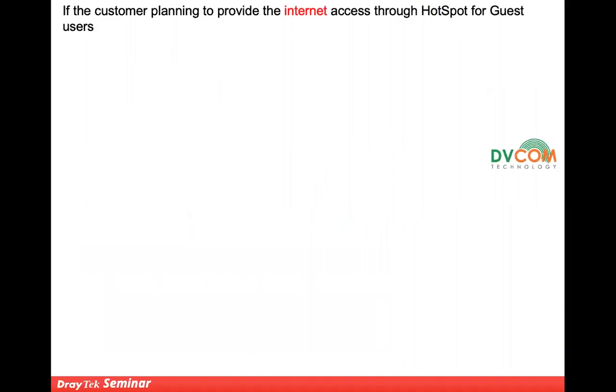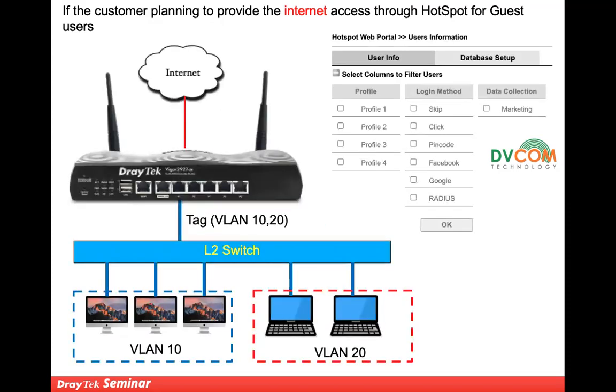And if the customer is planning to provide internet access through a hotspot or for guest users, as you know, if you visit any shopping mall or any restaurant, they provide internet access. So let's see what are the ways you can provide internet access to your guests. The first thing is that in the DRETEC, you can create multiple profiles. The first method is Skip.